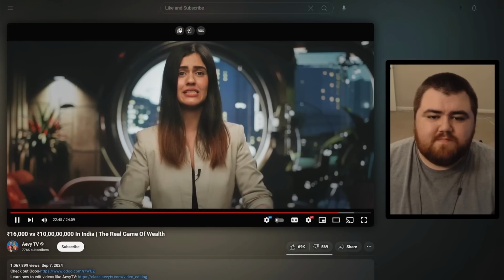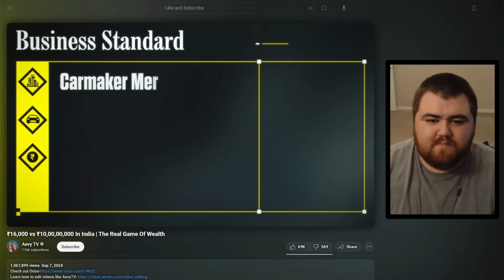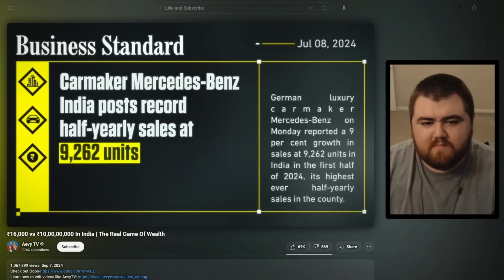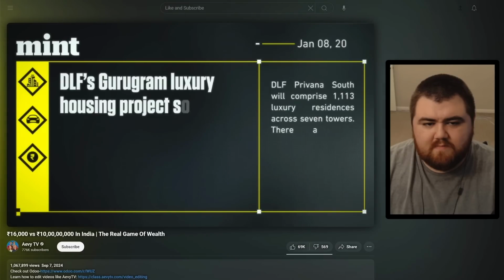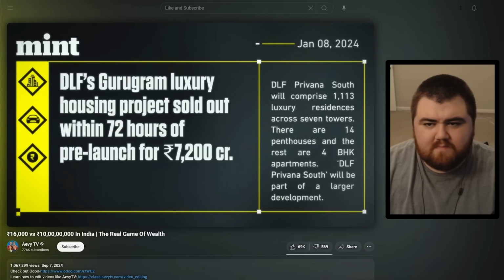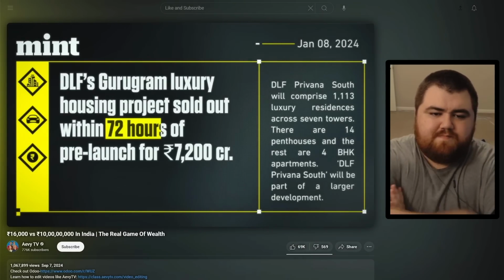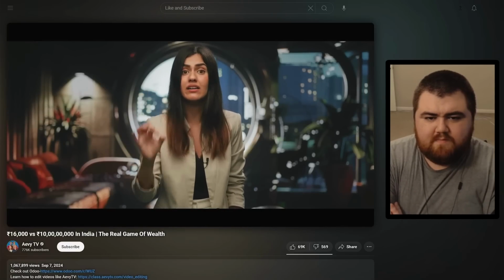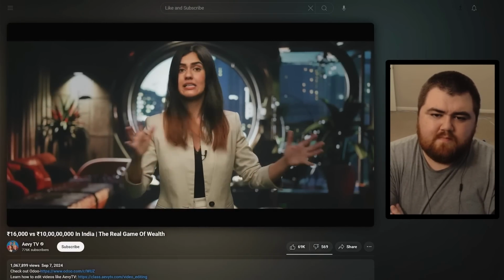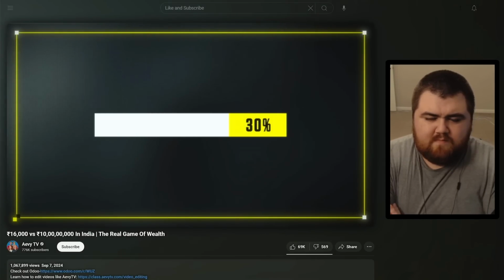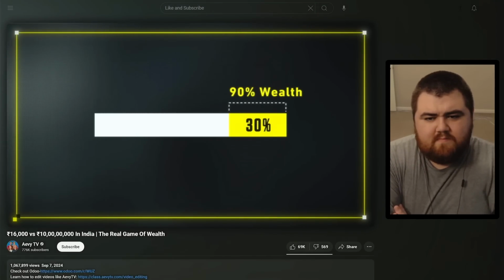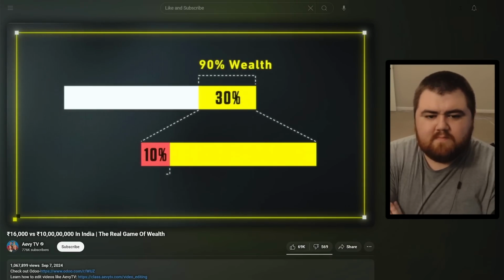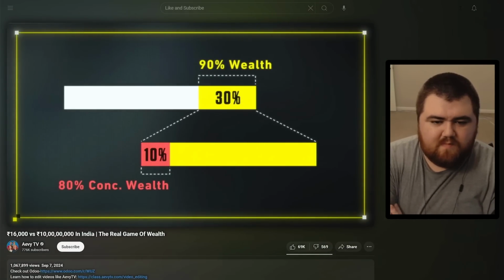This class level of Indians is exploding and the numbers show it. Mercedes-Benz and Lamborghini posted record-breaking sales in India last year. DLF sold an upmarket residential project with home units priced starting 7 crores in under 72 hours. That's all it took. 72 hours for 1,137 units to sell. That is wild. All of this is driven by the top 30% who own more than 90% of the total wealth in India. Among them, the top 10% own more than 80% of the concentrated wealth.